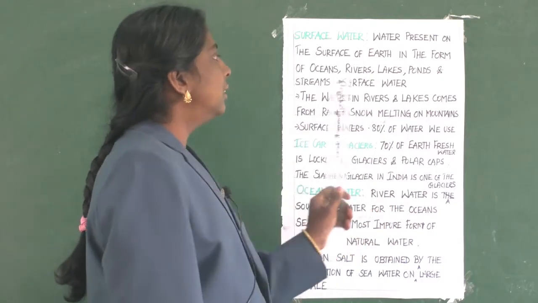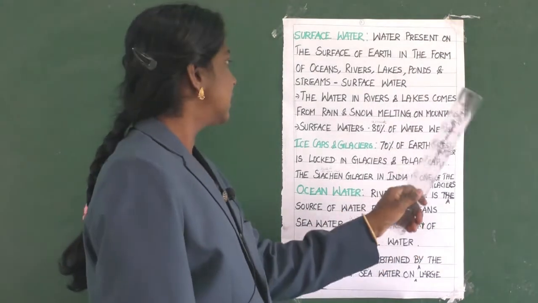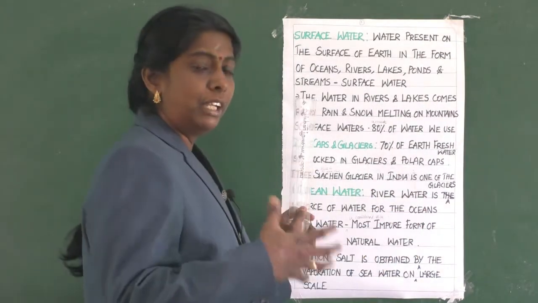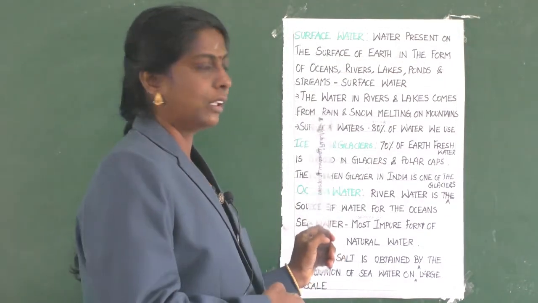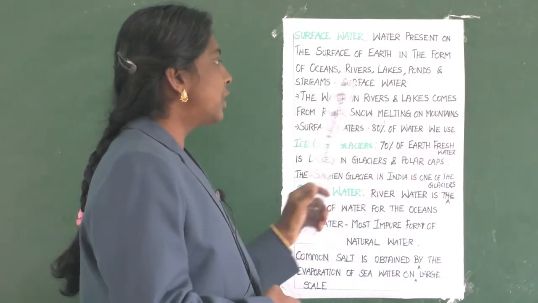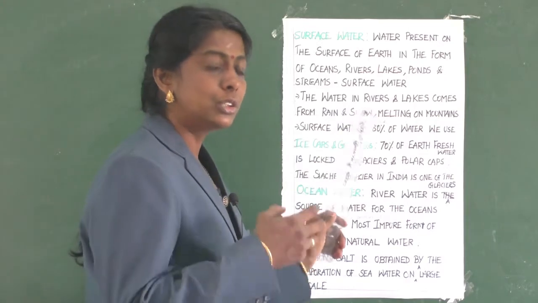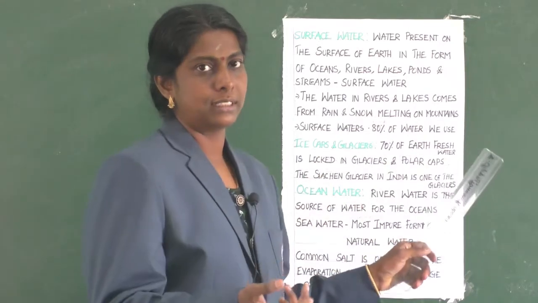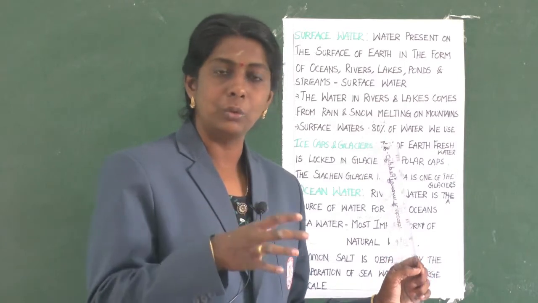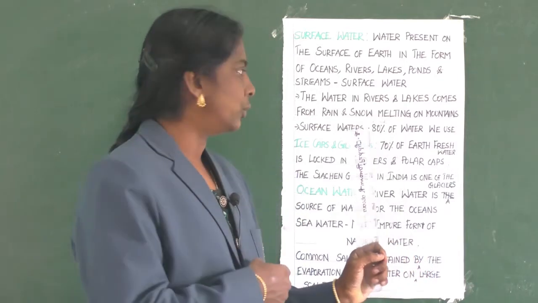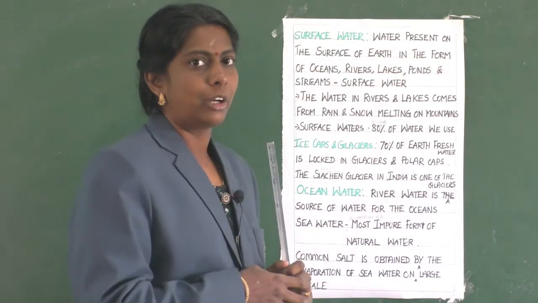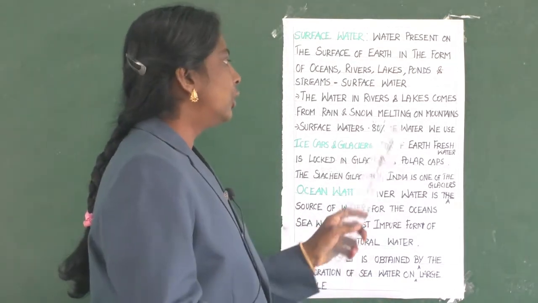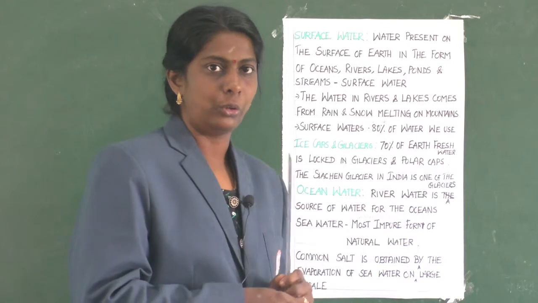Then the water in rivers and lakes, where do we get this water from? It comes from rain and snow melting on mountains. Ultimately, from the rain and snow which is melting on the mountains. Altogether, this surface water accounts for 80% of the total water we use.